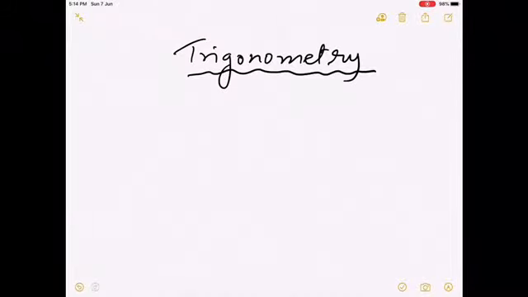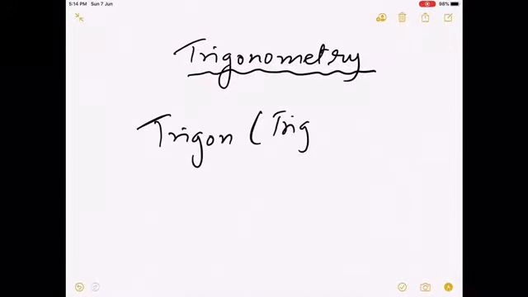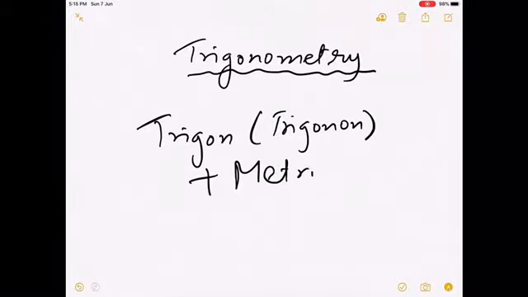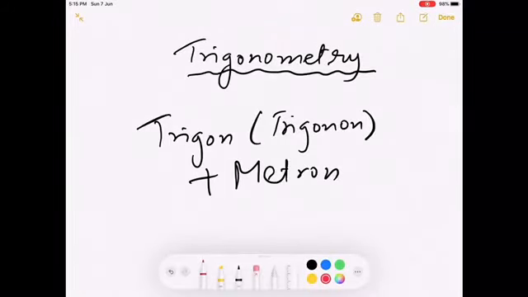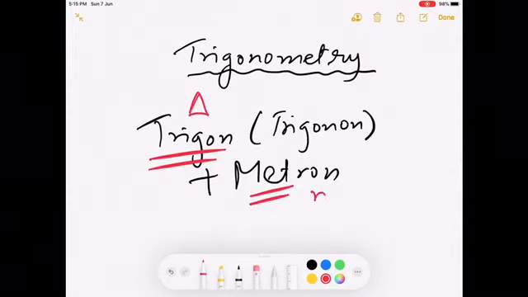Trigonometry basically consists of two words. The first word is trigon, or sometimes called trigonon, plus metron. Now this word trigon or trigonon refers to a triangle. This means a triangle, and metron means to measure. So therefore here we are talking about measuring a triangle in different ways, and this is a very old branch of mathematics. It started with right angle triangles.